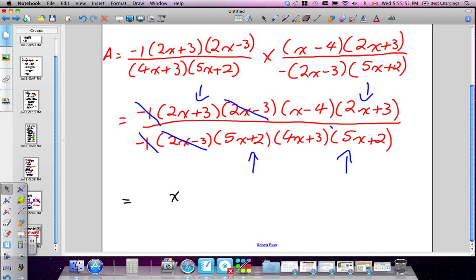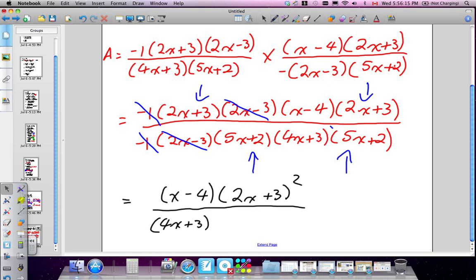Are you able to factor again, like FOIL and factor, or is there no point in FOIL? If you FOIL again, you're just going to end up with these as your factored forms. So there's really no point. So we have x minus 4, and then we have x, 2x plus 3 squared. Okay, so that's pretty simplified compared to before. And we're going to have 4x plus 3 and 5x plus 2 squared.